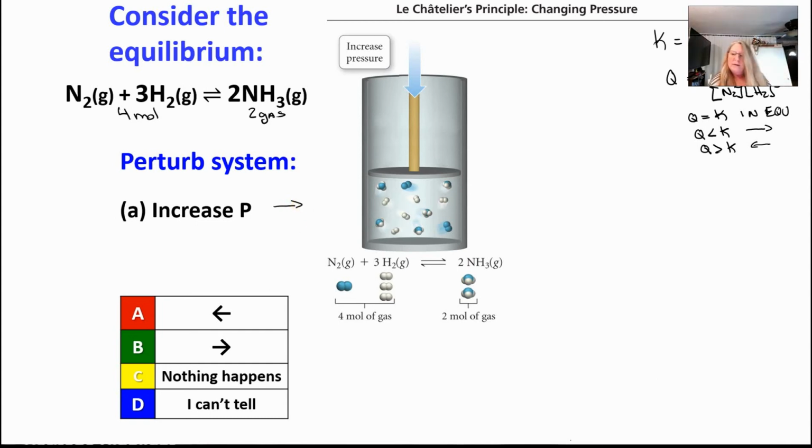Now what happens if I decrease my pressure? Pause for a second. Okay. The exact opposite is going to happen. I've decreased the pressure, which means I'm going to create more moles of gas to achieve the same pressure that I had in that initial reaction. So it's going to shift to the left.